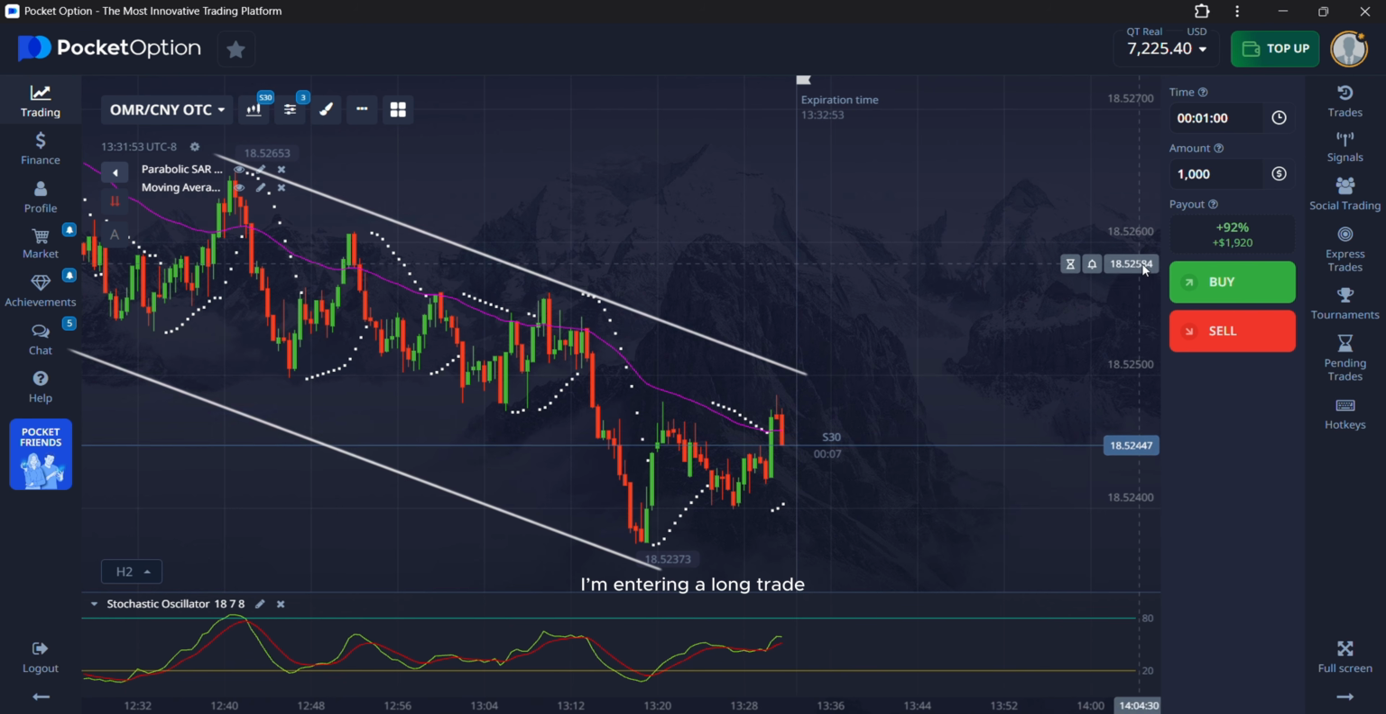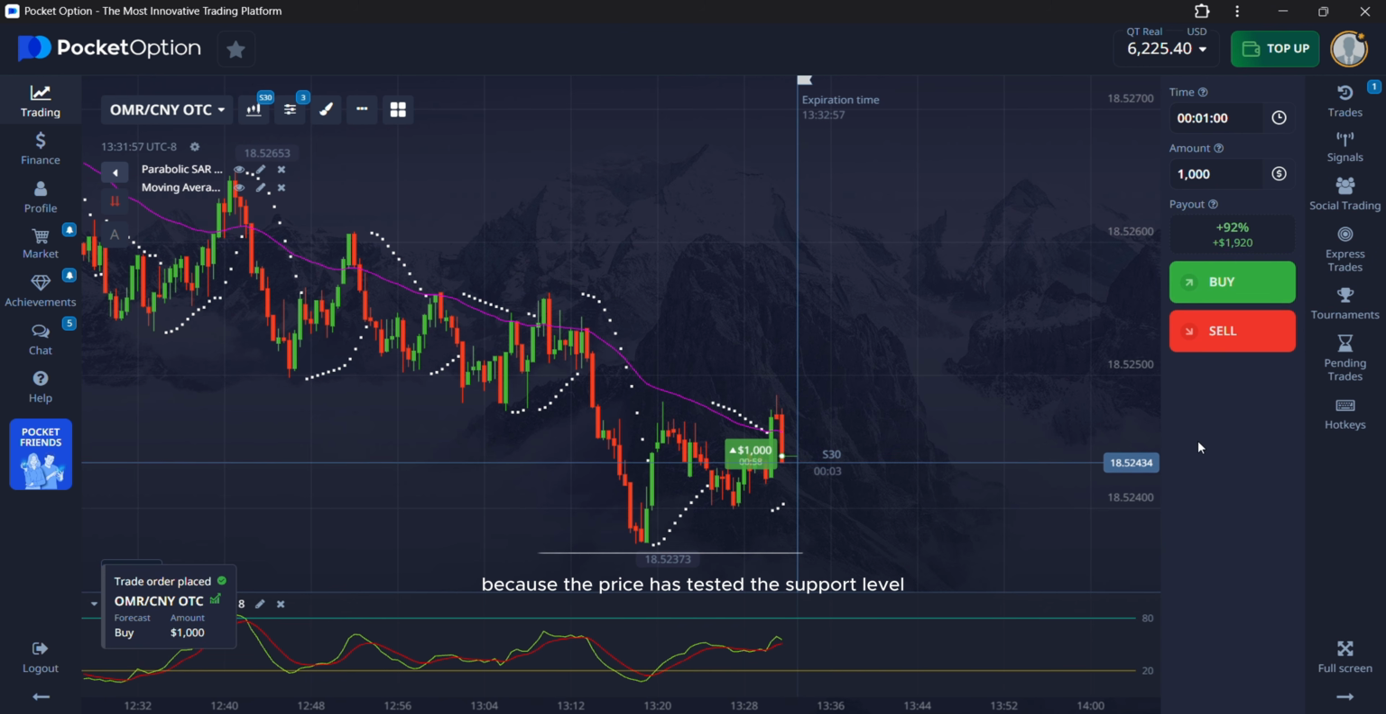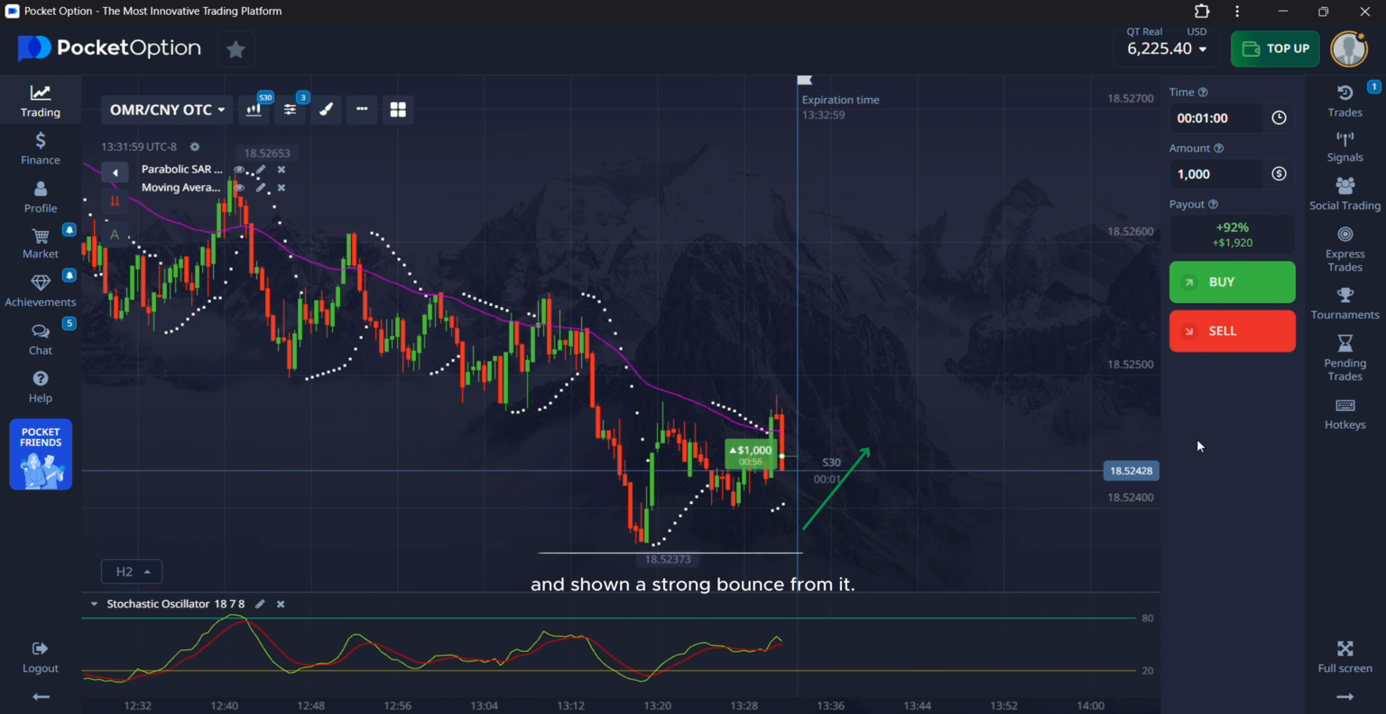I'm entering a long trade despite the overall downtrend, because the price has tested the support level and shown a strong bounce from it. This could indicate the beginning of a correction or a short-term reversal to the upside.